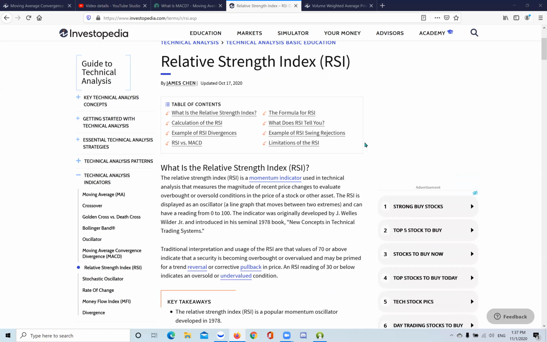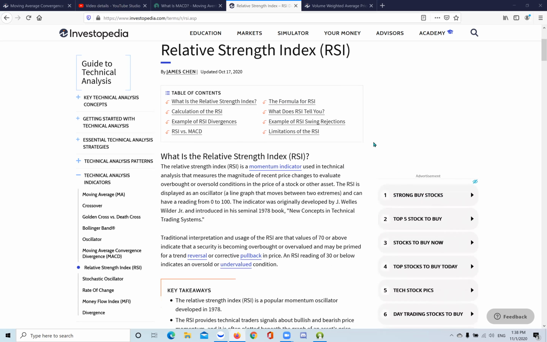Okay, RSI. This I use the most. I check it when I'm trading. From experience, day traders use RSI a lot. This means when RSI reaches 30, that's oversold, and you need to buy. When it reaches 70, that's overbought, and you need to sell. So let's get started. RSI means Relative Strength Index.